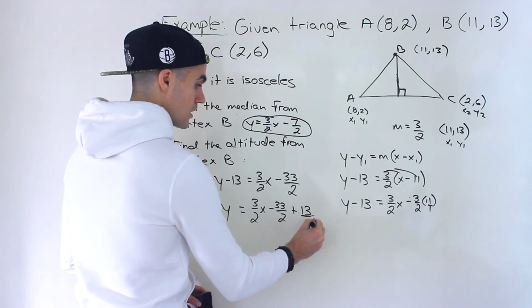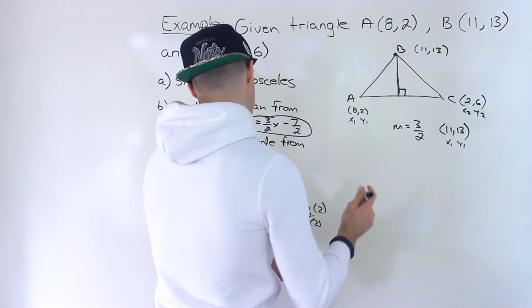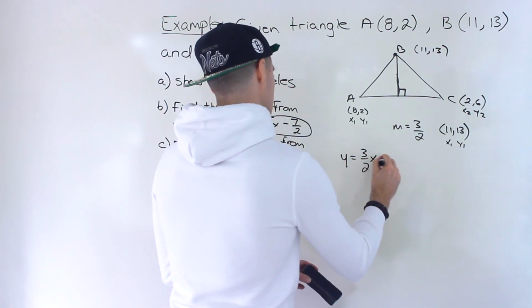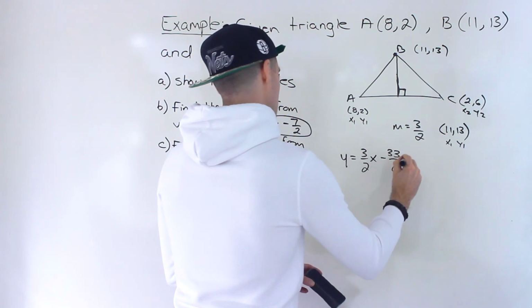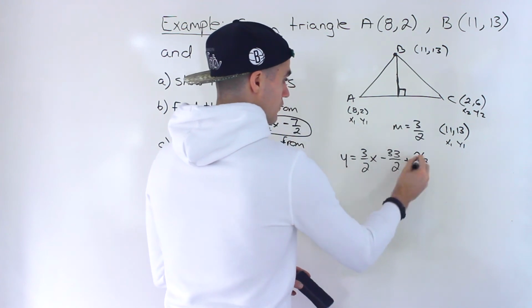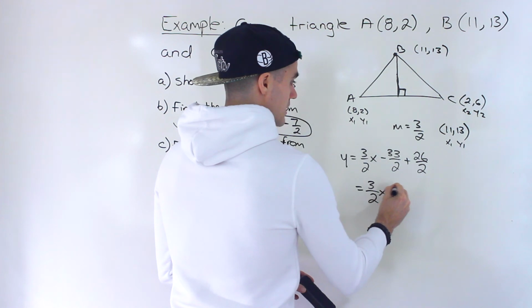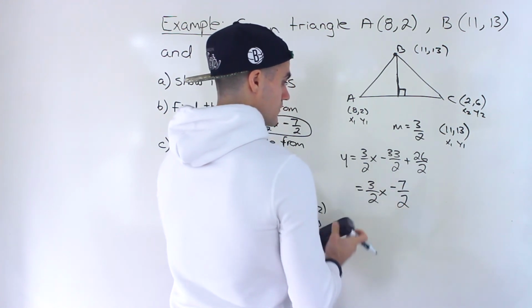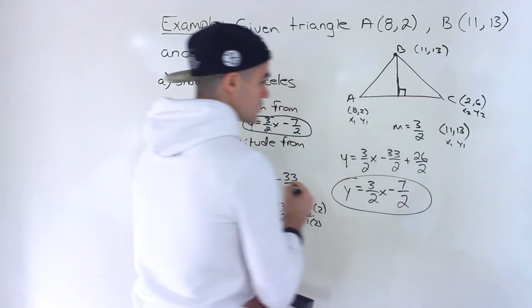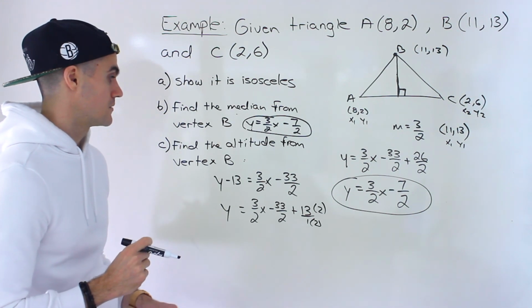This is over 1, so to simplify these two, we need a common denominator, right? So we'd end up with y equals 3 over 2x minus 33 over 2 plus 26 over 2. Negative 33 plus 26 gives us negative 7, and that's going to be over 2. And so, as expected, notice the equation of the altitude is the same as the equation of the median.